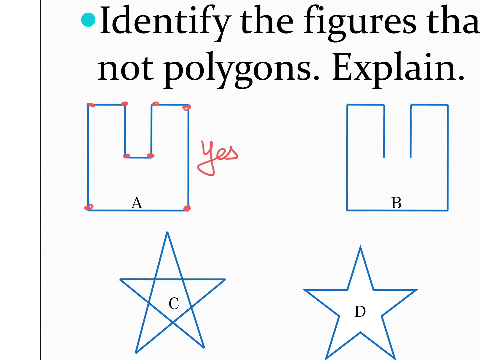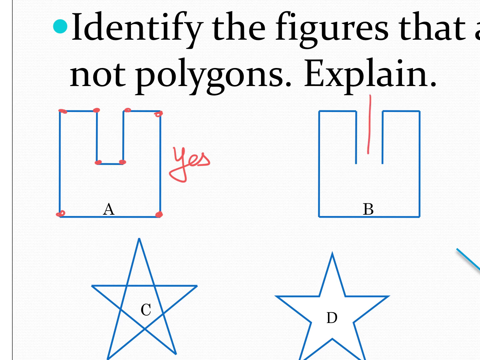The next picture, notice we've got an opening right here. So this is not a closed plane figure. So this one's not a polygon. And the sides are not intersecting two sides. So in addition to being open, the sides are not intersecting two other sides.